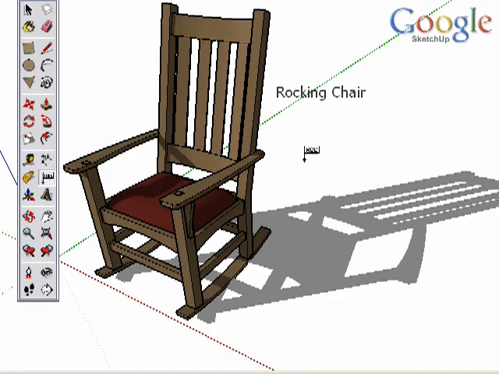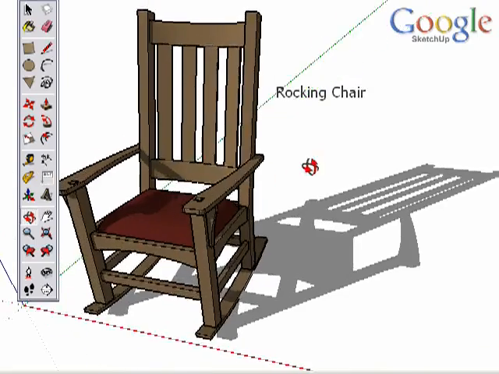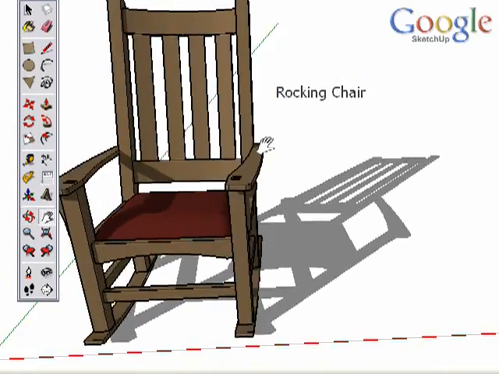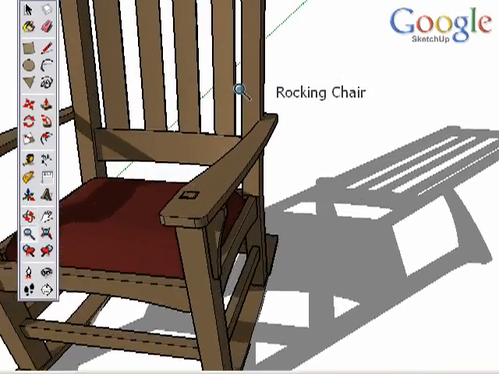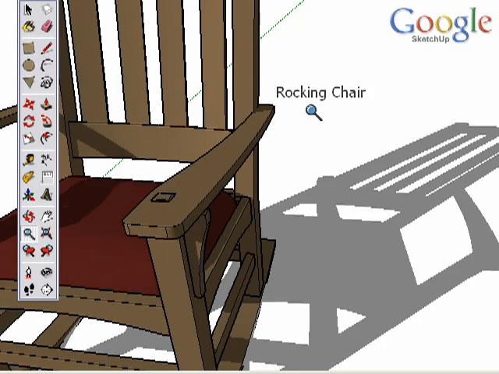This on-screen text has no relation to the model, so it remains the same regardless of how you orbit or zoom around your model. You can, however, move this text around the screen.